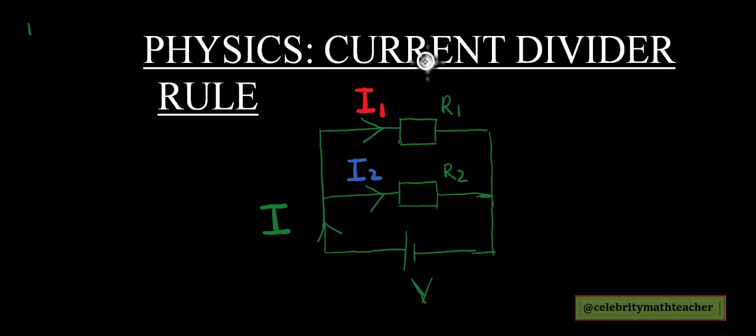Hello, today we want to look at the current divider rule. It is a rule that helps you calculate a branch current along a resistor, when you have two or more resistors connected in parallel.